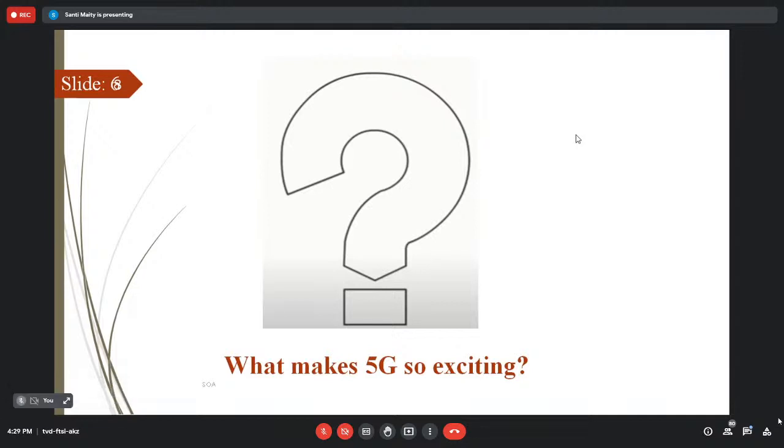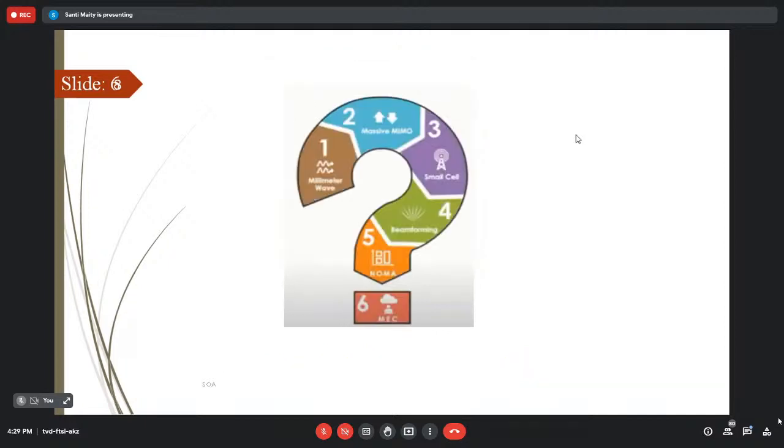And apart from that, there is mobile edge computing, or edge computing, meaning you can take users away from the clouds and split the jobs. Some tasks are done at the app end and some at the cloud end. So these are the basic things that make 5G very attractive. I'm not going into those issues. What I was going to say here: millimeter wave, massive MIMO, small cell, beamforming, NOMA and mobile edge computing.